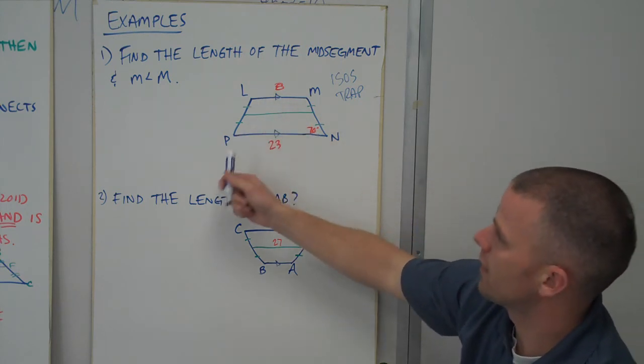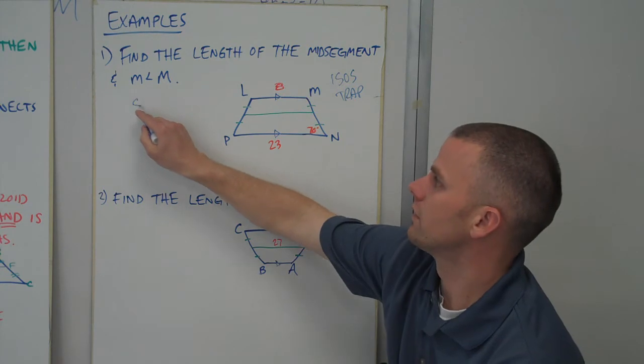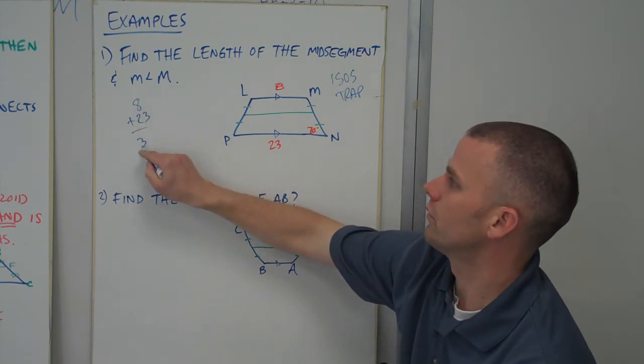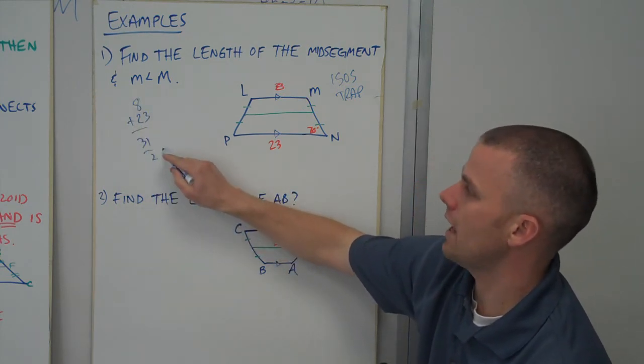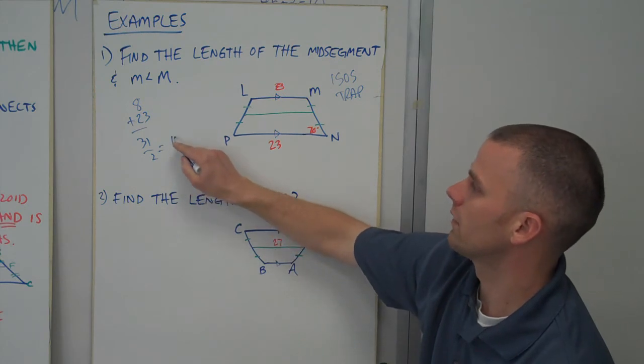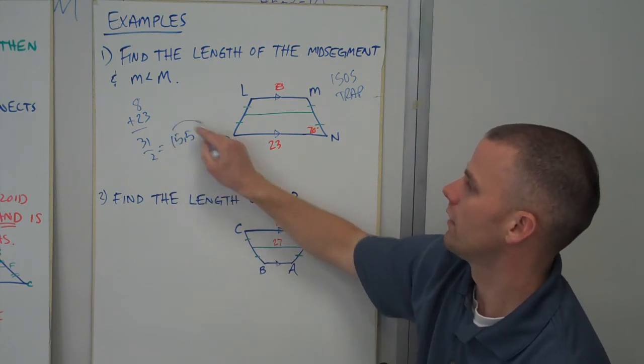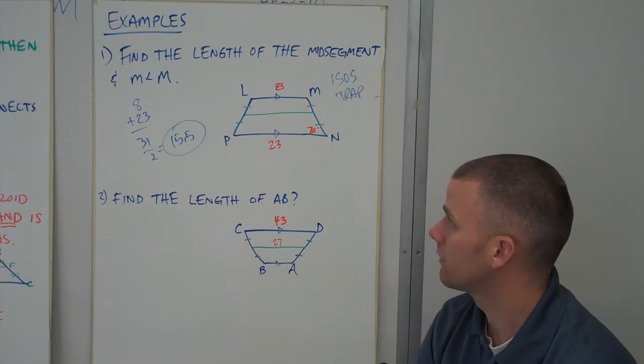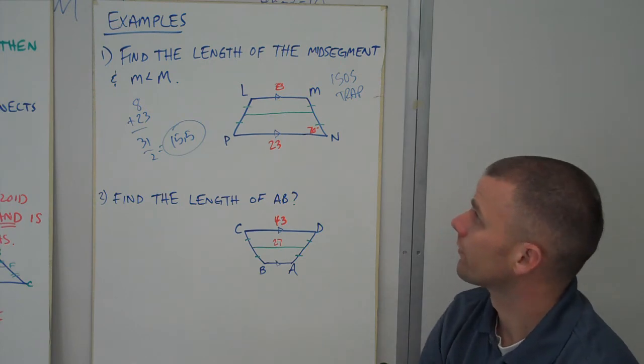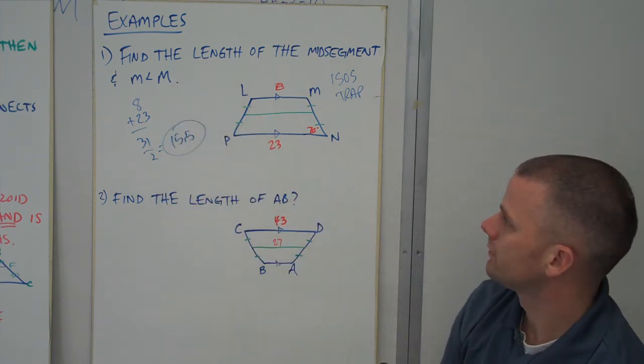So here's the length of the midsegment. Take 8 plus 23, we get 31. Take half of that. We know that the midsegment is 15.5 units long.